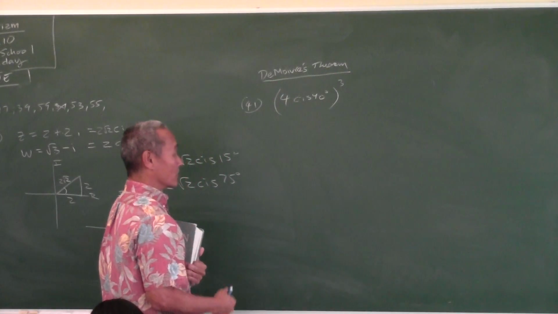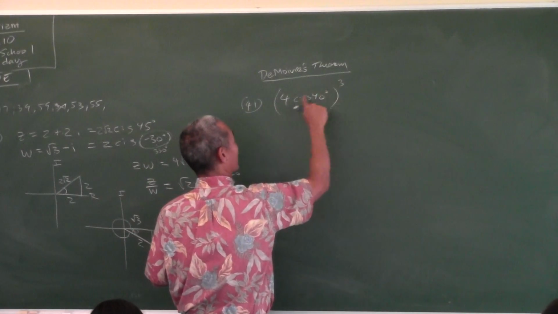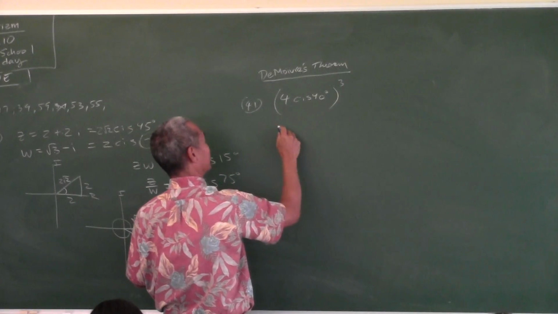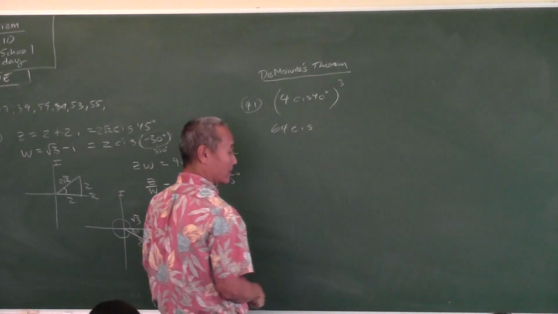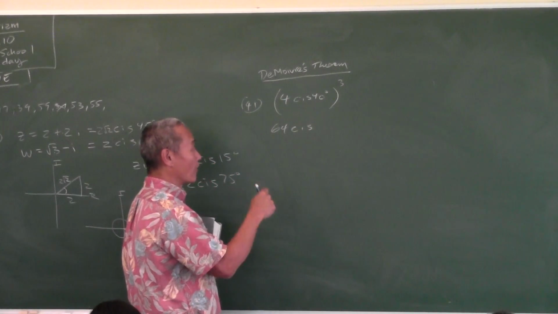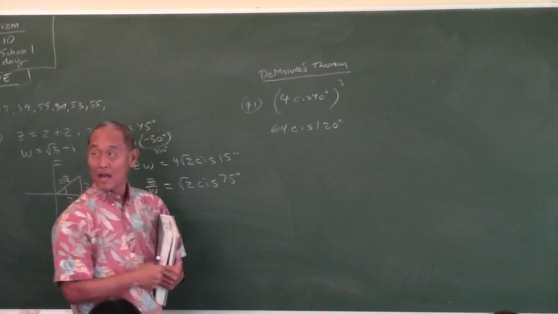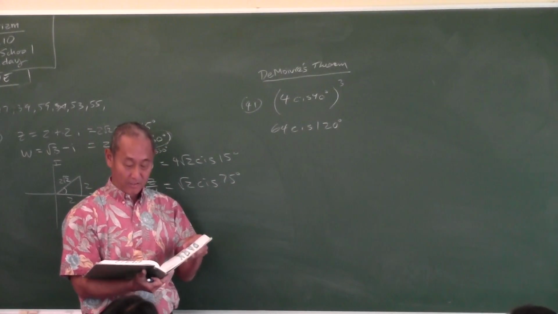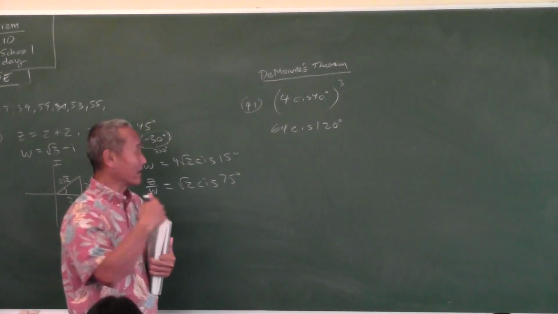Okay, so to raise a complex number to a power, all you have to do is raise r to the power. What is 4 to the third? 64. And then what do I do with the angle and the power? You multiply them together. 40 times 3 is 120. Finished. Except the directions in the book say to leave it in standard form. So now we gotta change it back.